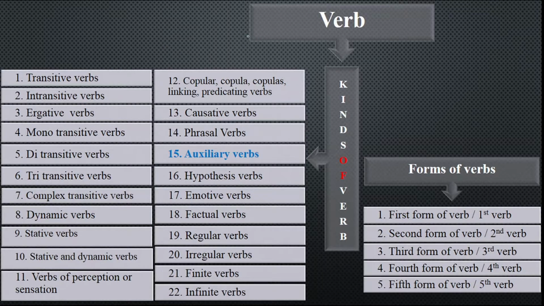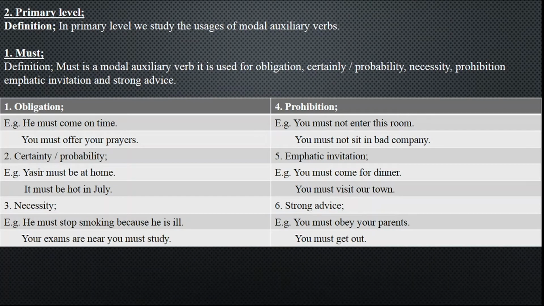As you know, we are learning the auxiliary verbs and today we are going to start the next lecture about auxiliary verbs. We discussed that auxiliary verbs have different kinds. The first one we discussed was the helping verbs or the primary verbs. After that we discussed the second kind, modal auxiliary verbs. I told you that they are studied in two categories, secondary level and primary level. Secondary level we have discussed in the previous lecture, and in this lecture we are going to discuss the primary level.